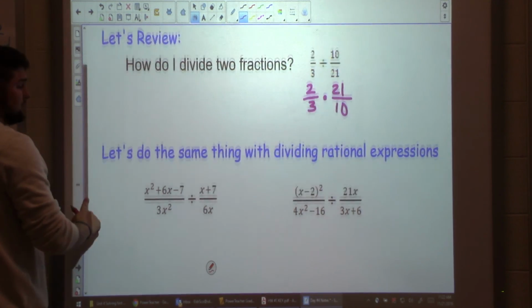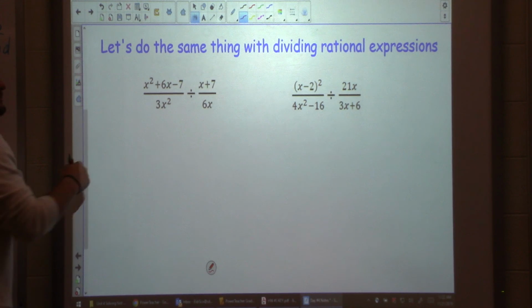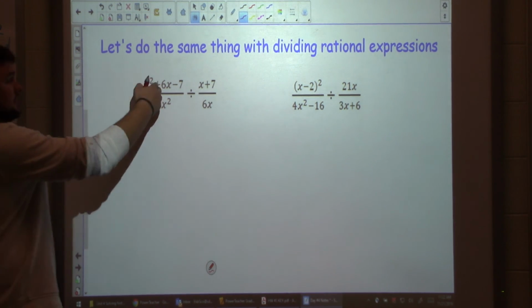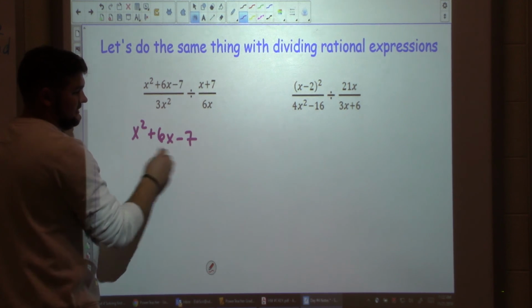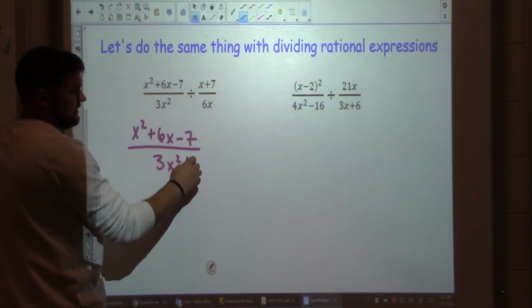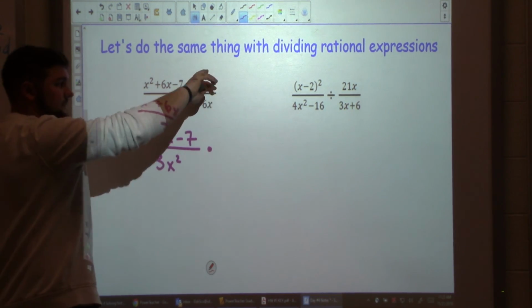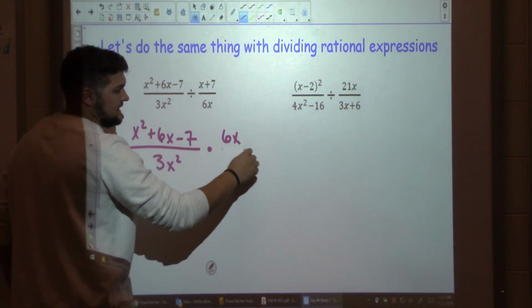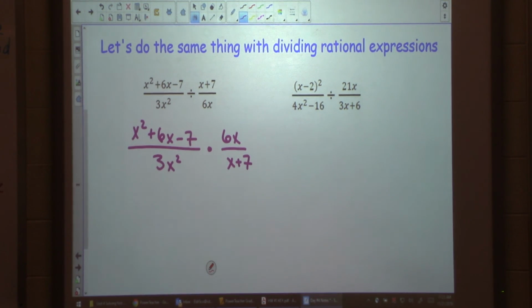It's the same thing with rational expressions. The first thing you should do is multiply by the reciprocal. So you keep your first fraction the same, x squared plus 6x minus 7 over 3x squared. Change to multiplication. Flip your second fraction, 6x over x plus 7. Multiply by the reciprocal: keep, change, flip.